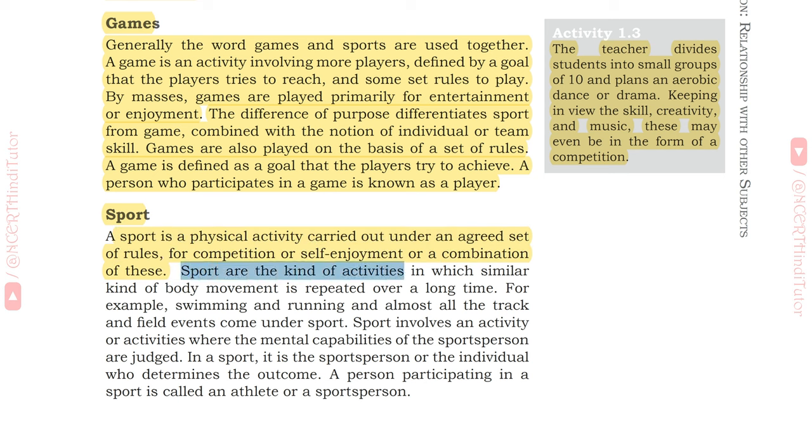Sports are the kind of activities in which similar kind of body movement is repeated over a long time. For example, swimming and running and almost all the track and field events come under sport. Sport involves an activity or activities where the mental capabilities of the sports person are judged. In a sport, it is the sports person or the individual who determines the outcome. A person participating in a sport is called an athlete or a sports person.